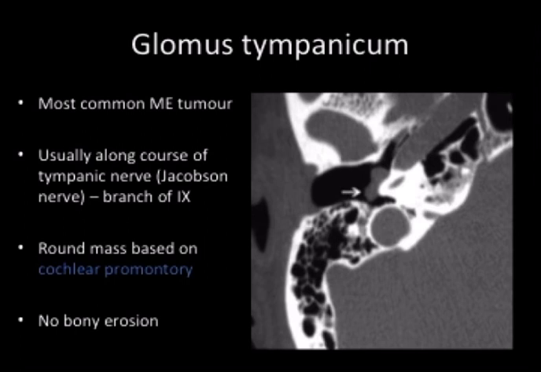Glomus tympanicum tends to be quite a well-defined lesion as opposed to inflammatory changes. It's usually along the course of a branch of the glossopharyngeal, so Jacobson's nerve or tympanic nerve. And usually there's no bony erosion, so the otic capsule is usually intact. And if it's centred on the cochlear promontory, so the cochlear promontory is really just the bone overlying the cochlea, that's classic for a glomus.